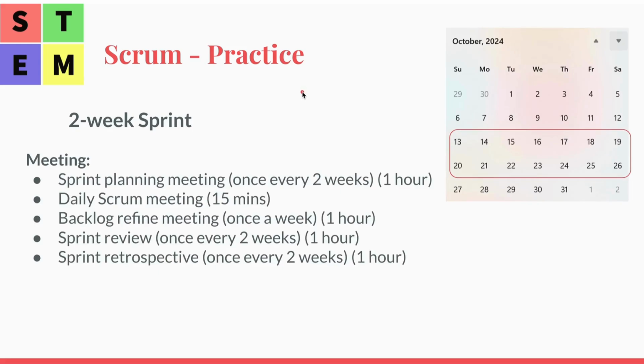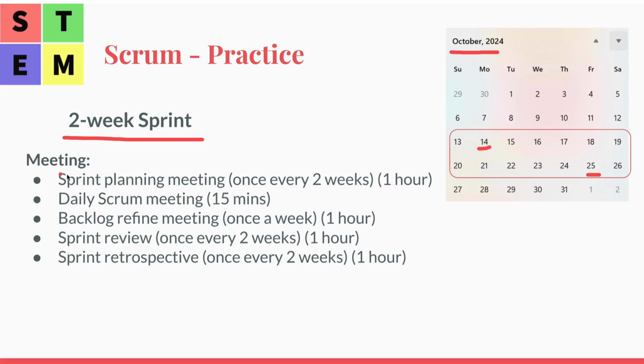With the existing Scrum in the organization, it's a 2-week sprint. So let's take a look at the calendar here. We go from the 14th until the 25th. That's a sprint, a 2-week sprint.